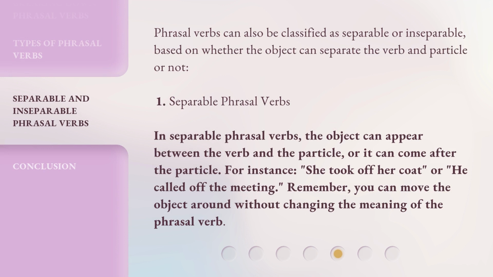Phrasal verbs can also be classified as separable or inseparable, based on whether the object can separate the verb and particle or not. 1. Separable phrasal verbs. In separable phrasal verbs, the object can appear between the verb and the particle, or it can come after the particle. For instance, she took off her coat, or he called off the meeting. Remember, you can move the object around without changing the meaning of the phrasal verb.